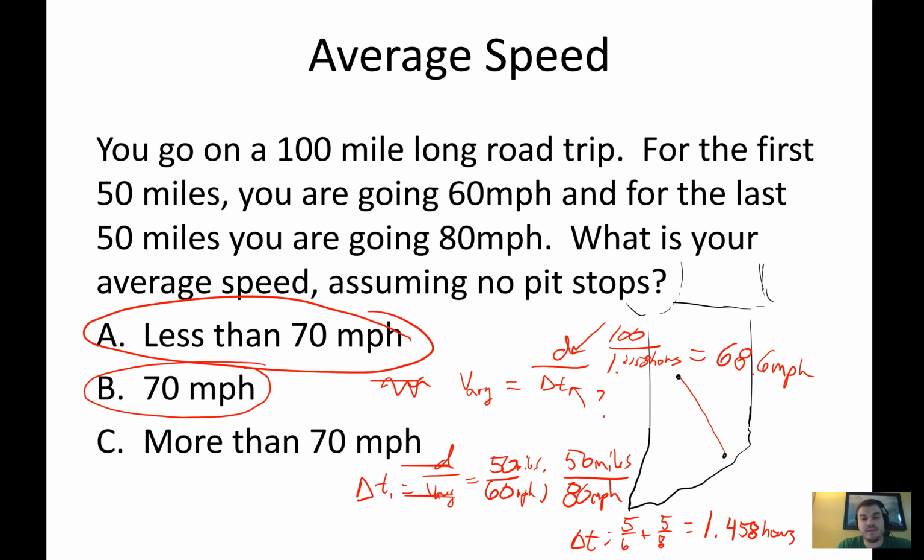The reason being, if we want to think about this conceptually for a little bit, it takes me much longer, 50 out of 60, 5/6 of an hour, to travel the first 50 miles. And so I spend more time at that lower speed than whenever I do the second part of the motion, where it only takes me 5/8 of an hour to travel the 50 miles. So my average speed will be less than the middle of those two. It will be less than 70.